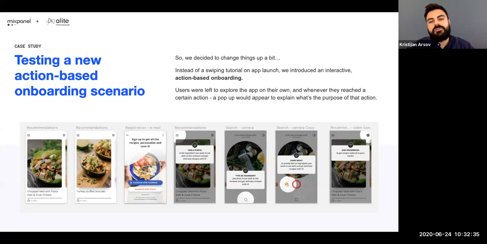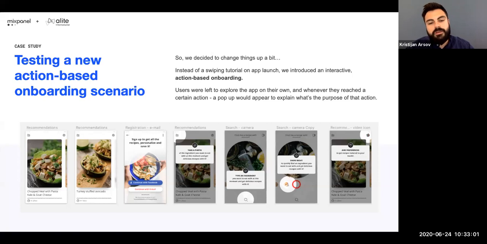And whenever they reached a certain action or a milestone in their journey with the app, a pop-up would appear to explain the purpose of that action. For example, if they were browsing recipes and clicked to save a recipe, a pop-up would ask them to create an account so they can save recipes for later, but also add their dietary preferences so they can get more personalized recipes.